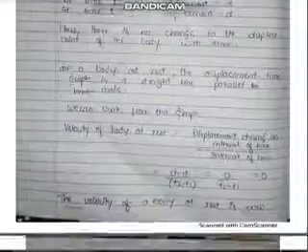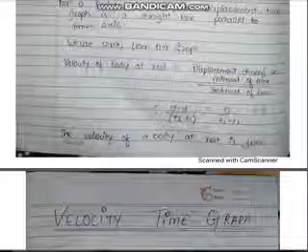For a body at rest, the displacement time graph is a straight line parallel to the time axis. We write velocity of the body at rest is equal to displacement during an interval of time upon the interval of time, that is d minus d upon t2 minus t1. It is zero, d minus d will be zero upon t2. It means that the velocity of the body at rest is 0.